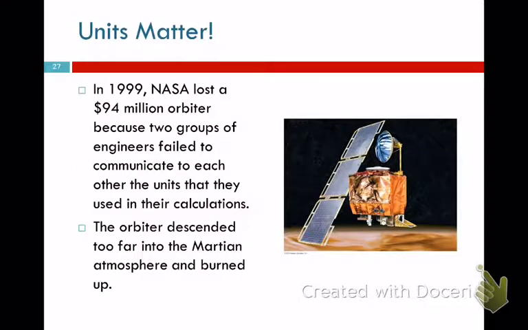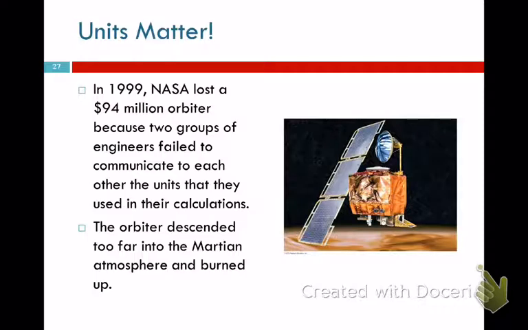In 1999, this is a great story, a $94 million orbiter got lost because they didn't tell each other what units they were using. Instead of launching the orbiter around Mars, it just ran into it because they didn't get the unit conversions correct. There were two separate teams working on it. One was using one system and one was using the other. They didn't communicate.